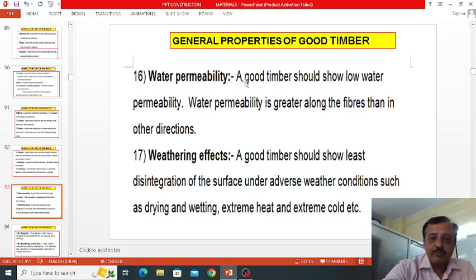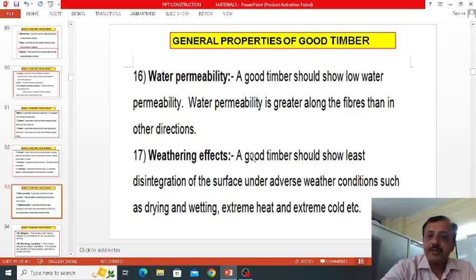Toughness. The timber should be tough, that is, it should be capable of offering resistance to shocks due to vibrations. It should not undergo any deformation, and it should not break. When there is sudden application of load, it should absorb the load. Next is the water permeability. A timber should show low water permeability. The water permeability will be greater along the fibers than in other directions. Weathering effects. A timber should show least disintegration due to adverse weathering actions such as alternate dryness and wetness, and extreme heat and extreme cold conditions. It should resist these conditions.